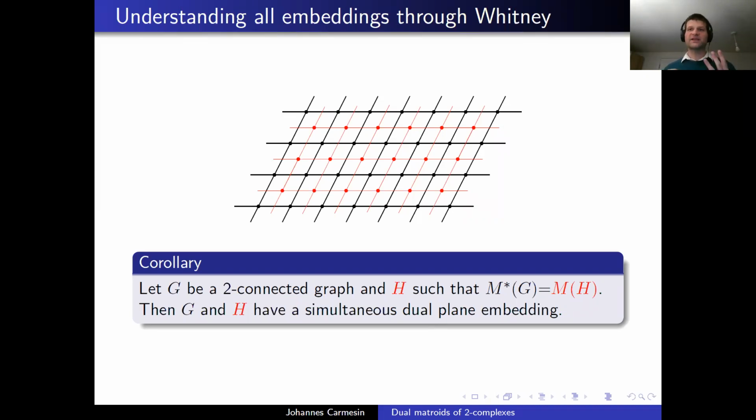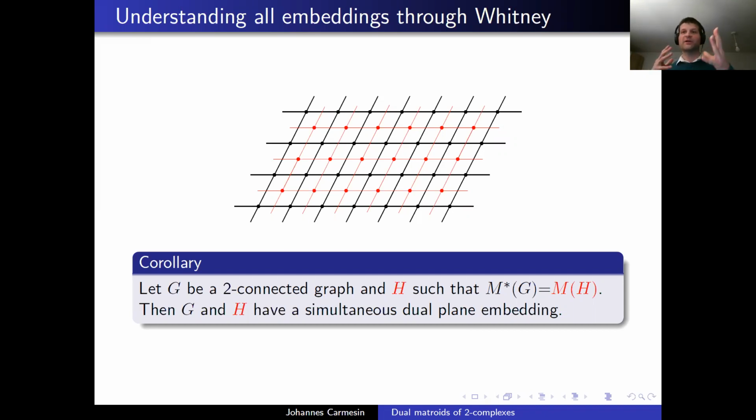And now, this tells you how all the possible embeddings of G look like. Why? Because if you take an embedding of G, you could construct the dual graph H, and this must have the property that the dual of the cycle matrix of G is equal to the cycle matrix of H.